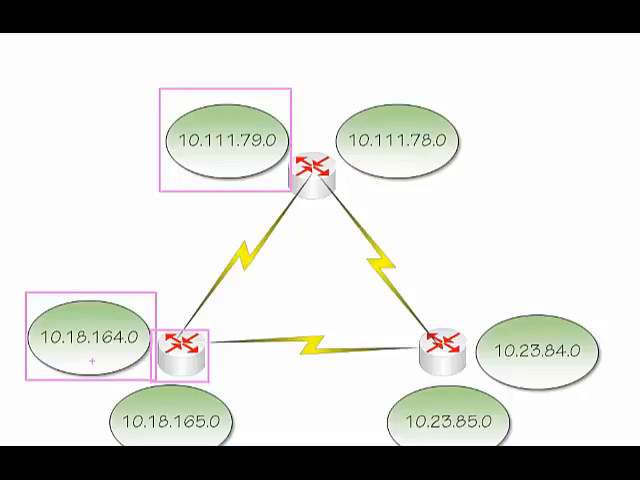So whether it's a computer here in the 10.18.164.0 subnet wanting to talk to a computer in the 10.18.165.0 subnet, or a computer in this 10.18.164 subnet wanting to talk to a computer in the 10.23.85.0 subnet, the traffic's going to pass through one or more routers. We're going to talk about how subnets are defined in a little bit, but first let's look at some tools where we can watch IP routing happen.